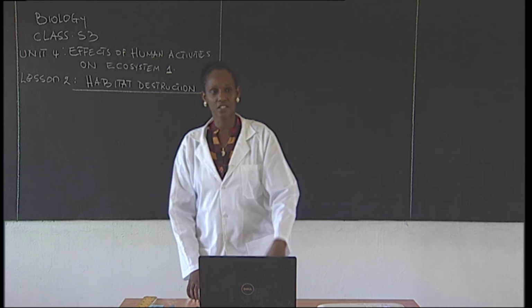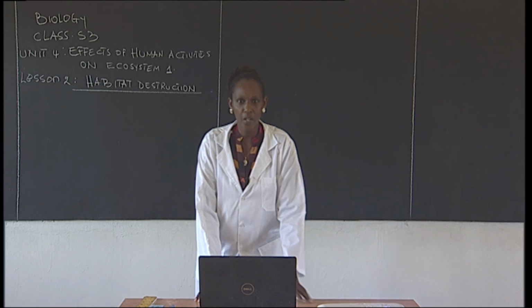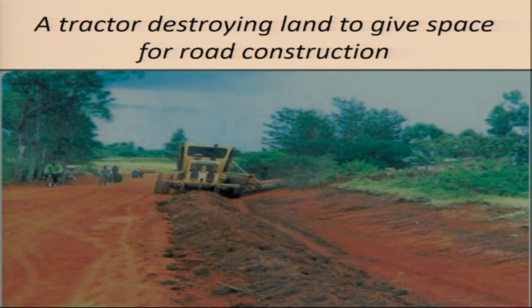When you look on the screen there, remember the lesson is habitat destruction. What is habitat, by the way? That is an area where animals and plants live. The place where animals and plants live, that is habitat. So the lesson is destruction of habitat. So look at the diagram on the screen. Look at that picture. See?